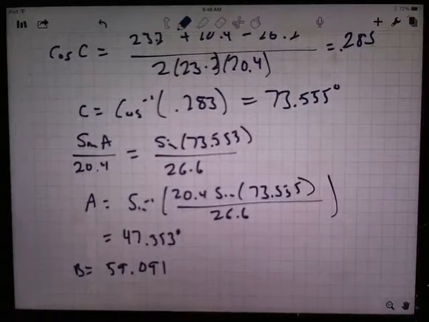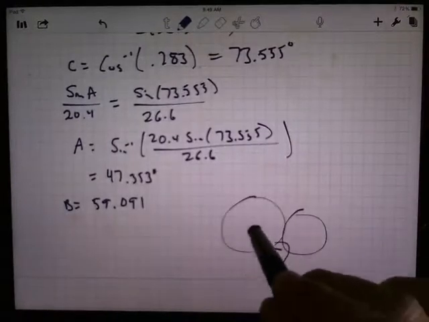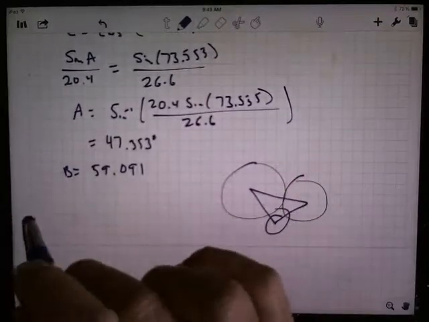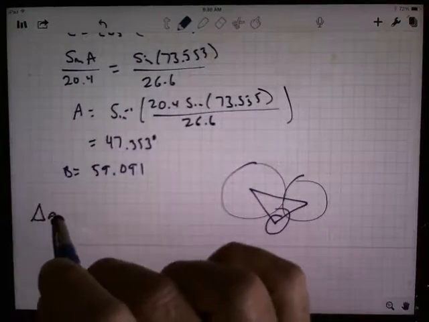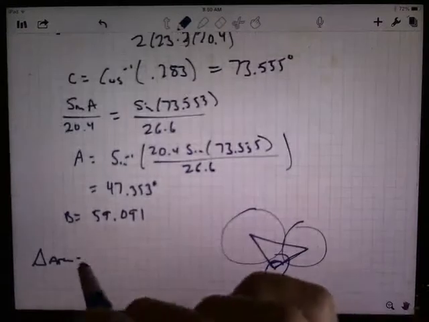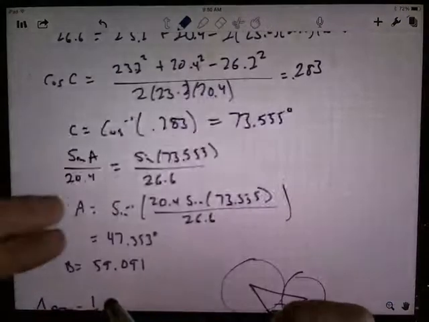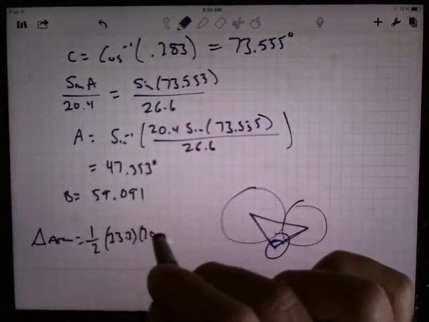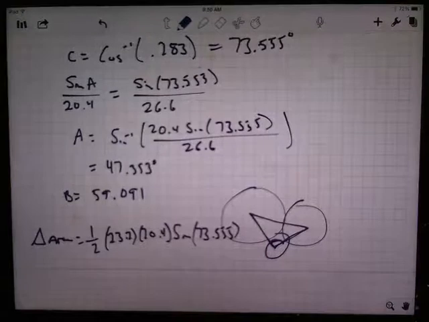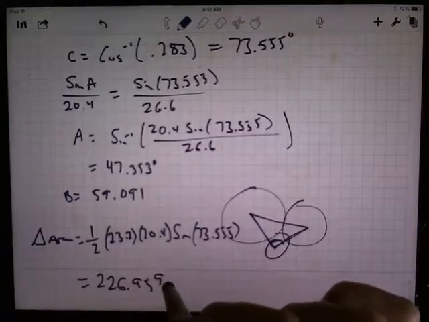Okay, so here we go. I'm going to redraw the picture here. I've got these three circles, and I've got this triangle in between them. I can find the area of the triangle: area equals this side times that side times the sine of the angle times a half. So it's 1/2 times 23.2 times 20.4 times the sine of angle C, which was 73.555. Okay. So doing that calculation real quick, I get 226.9595.